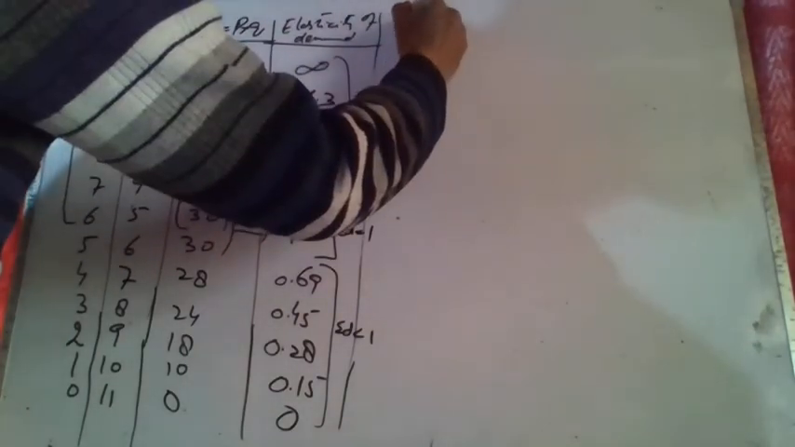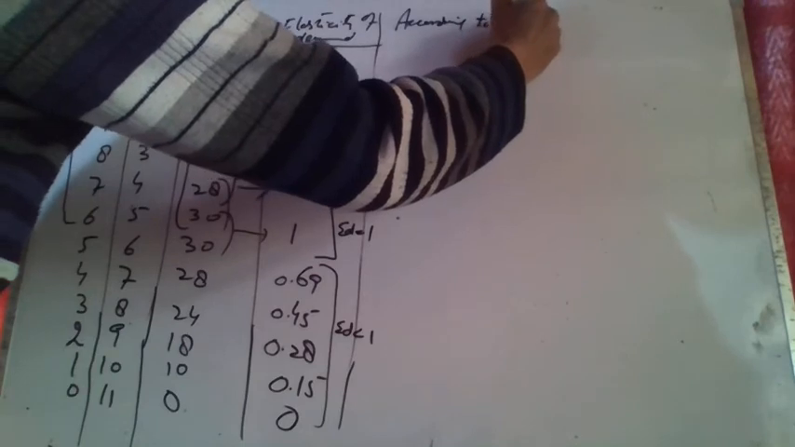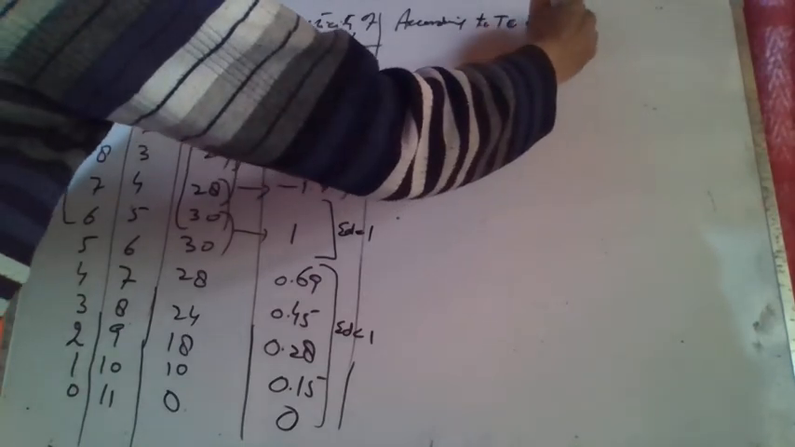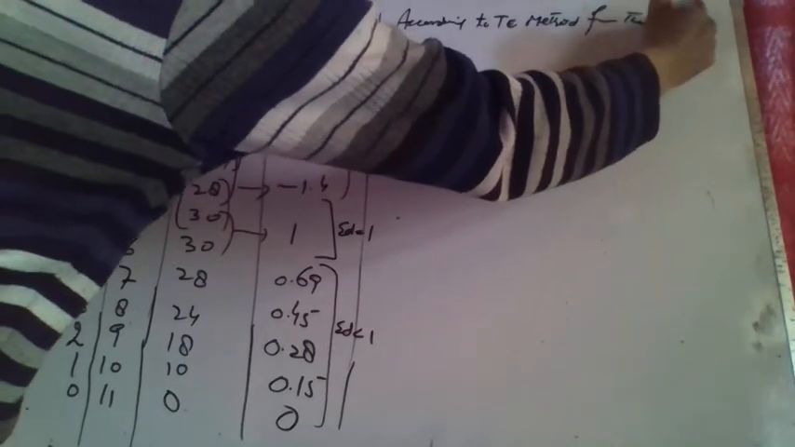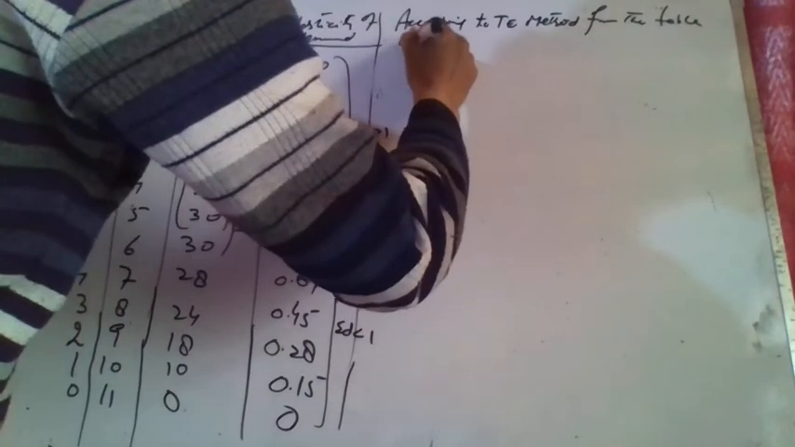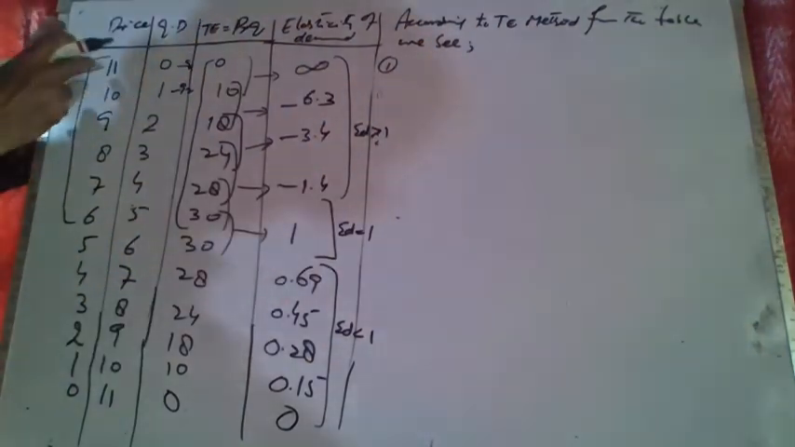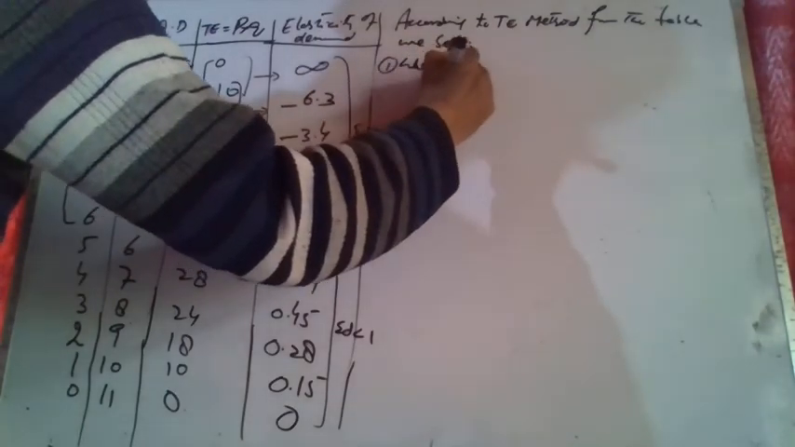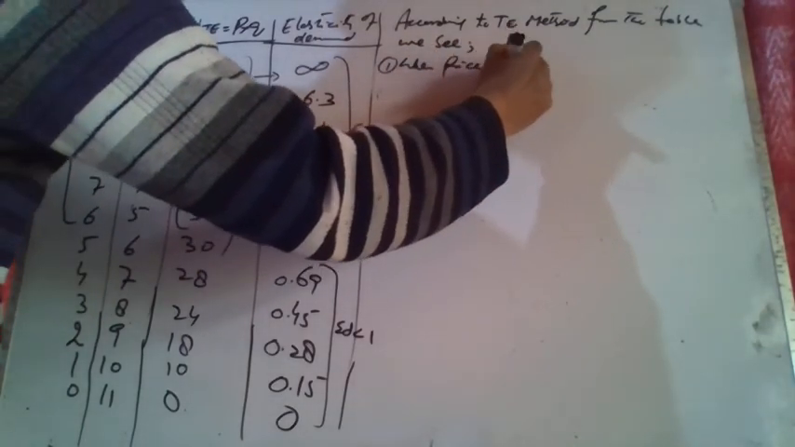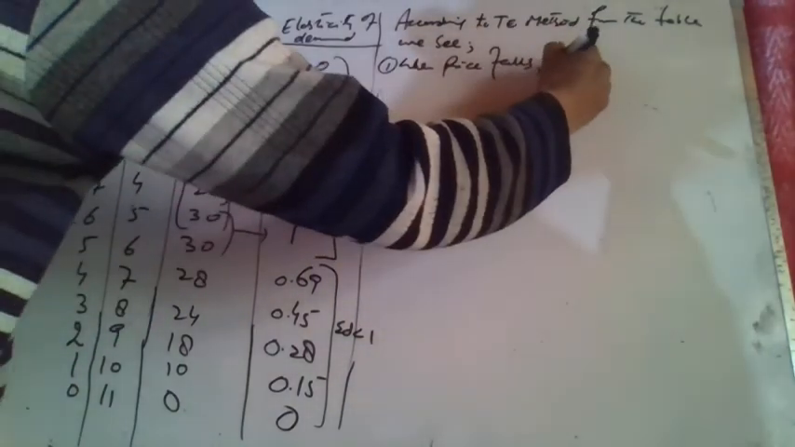So the first stage is according to the total expenditure method. From the diagram, according to the total expenditure method, from the table, we see number first: when price falls, the total expenditure rises.